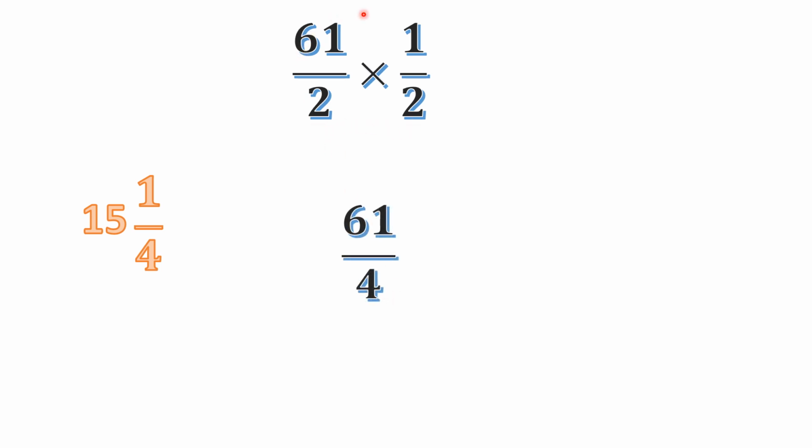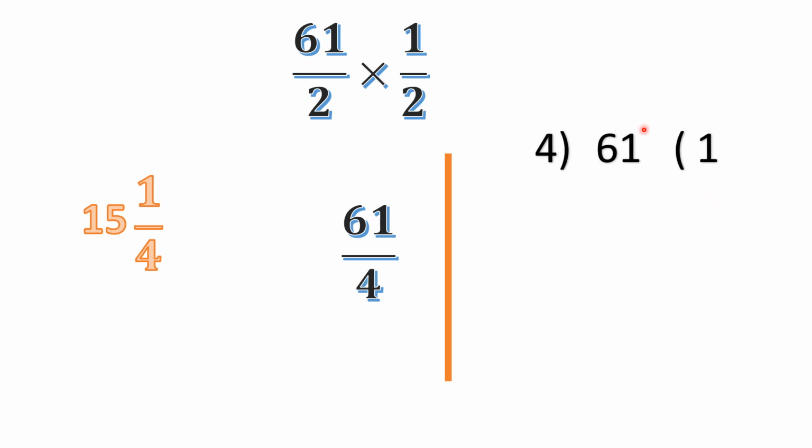Now, the answer is 15 1 by 4. How did it come? So we had 61 by 2 multiplied by 1 by 2. Now we multiplied the denominator with the denominator and it gives us 4, and the numerator with the numerator it gives us 61. Since it is an improper fraction and our question was a mixed fraction, let us change the improper fraction to a mixed fraction.